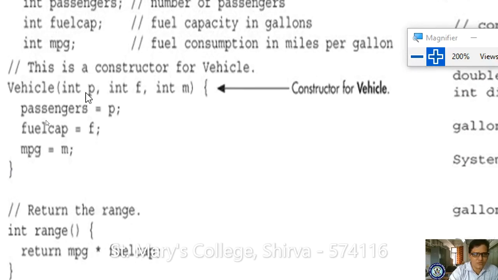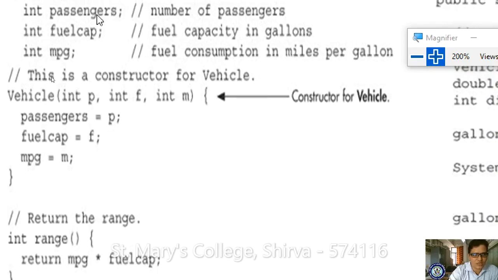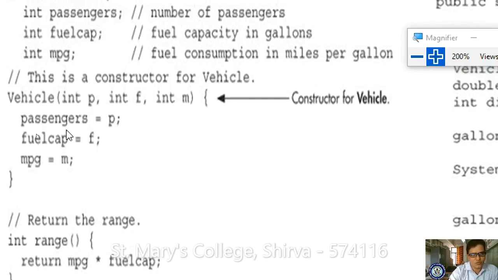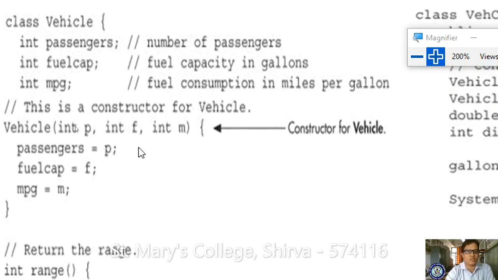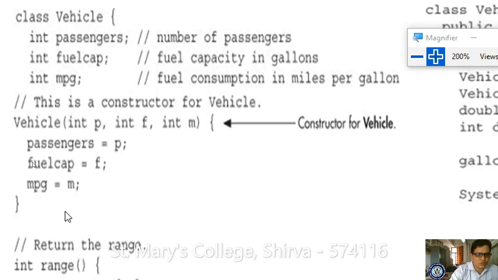So here I am defining three integer variables p, f, m because we have declared three integer variables. For the passengers variable I am assigning the p argument as a parameter, for the fuel capacity variable I am assigning the f parameter, and for mpg I am assigning the m parameter. Okay, so afterwards let me see what I am doing.